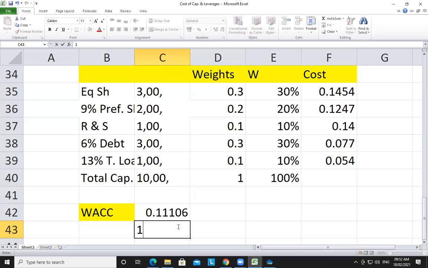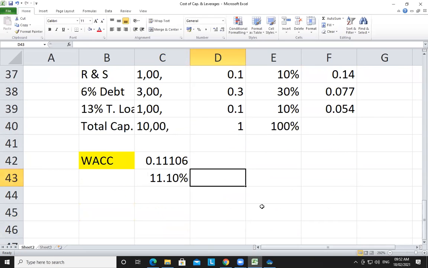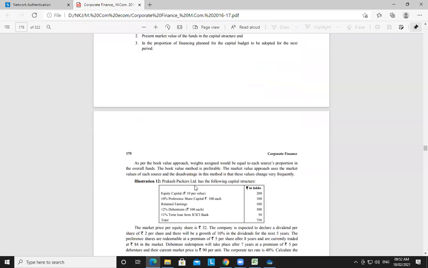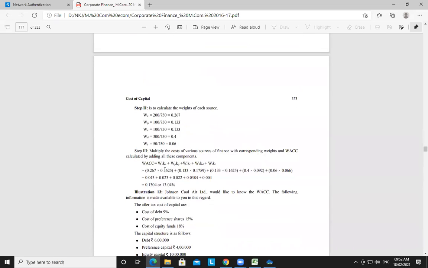11.10%. Understood, everyone? So if you know to compute the cost of the different capital, you have to just multiply with their weights. You will get weighted average cost of capital. It's very simple. So honestly speaking, now there will be just practice of it. See, first we found the cost of each, found the weight of each, multiplied, and finally we got the weighted average cost of capital. Understood, everyone?